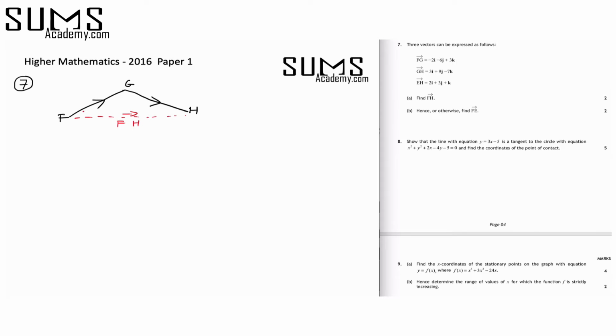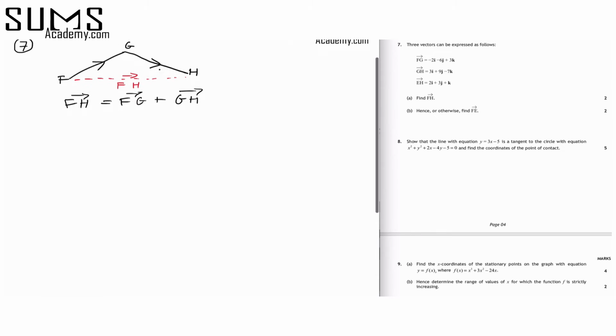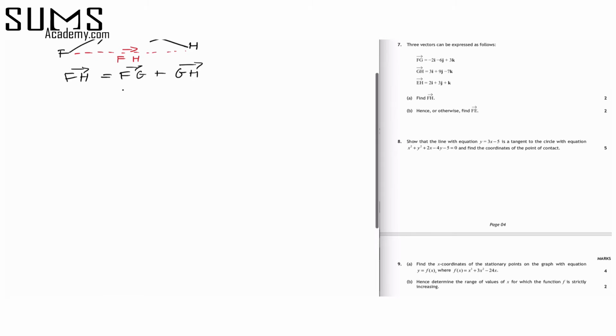So you can see here, you want to go F to G and then G to H. So you need to think of that as the sum. This pathway is the sum of those two pathways. So what's that going to look like? Well, FH is going to equal FG plus GH. Okay, so what is this going to look like?